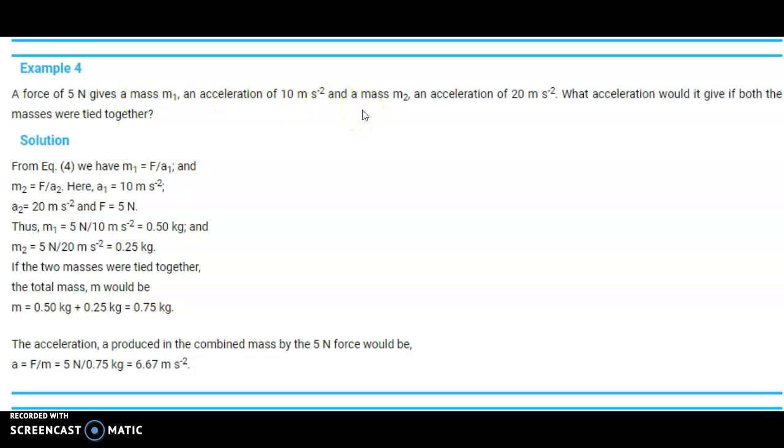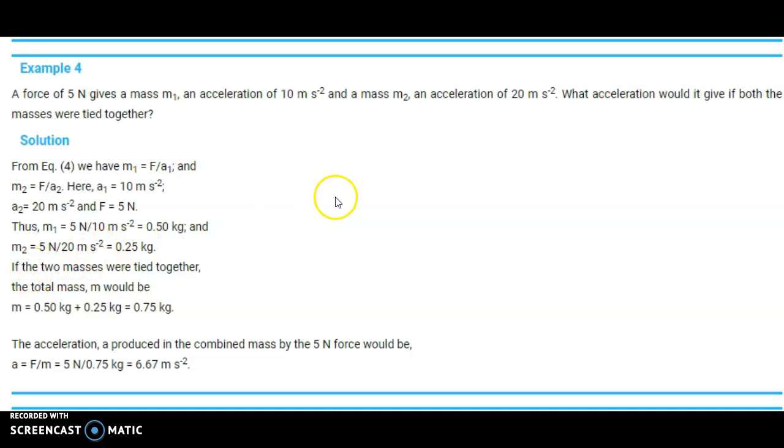So first we have to find out the masses m1 and m2. We know that F is equal to ma. So m1 is equal to F upon a1 and m2 is equal to F upon a2, because the force is common for both. Now we can find m1: force is 5 and acceleration a1 is 10. So 5 upon 10, that is 0.50 kg. Next m2 is equal to 5 upon 20. So it will become 1 upon 4, that is equal to 0.25 kg.